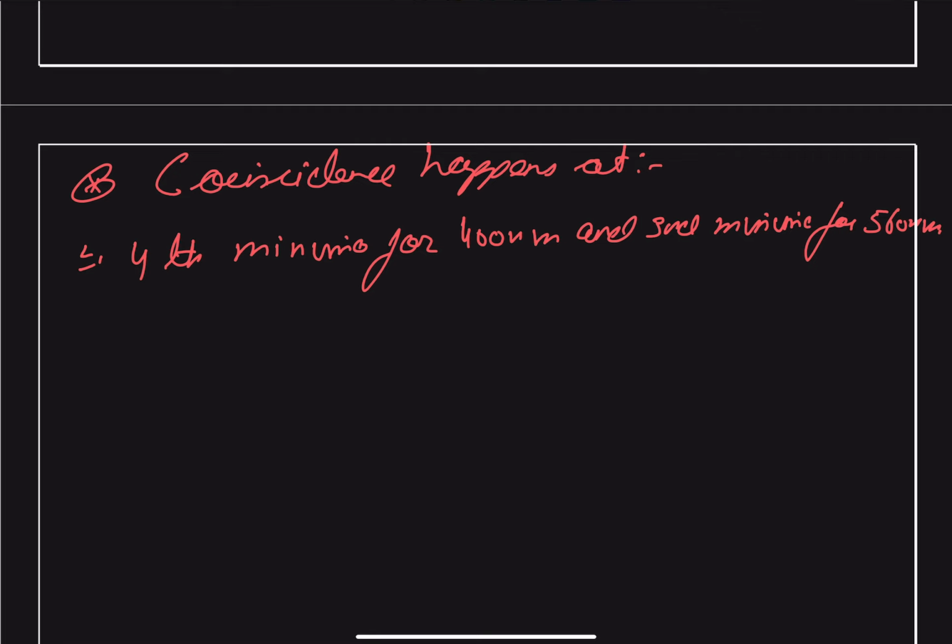Similarly, we can write for the second value, that is the 11th minima for 400 nanometer and the 8th minima for 560 nanometer. So these are the two coincidences that are going to happen for these two values. We can find any number of values, that doesn't matter, but here we are mainly interested in two.